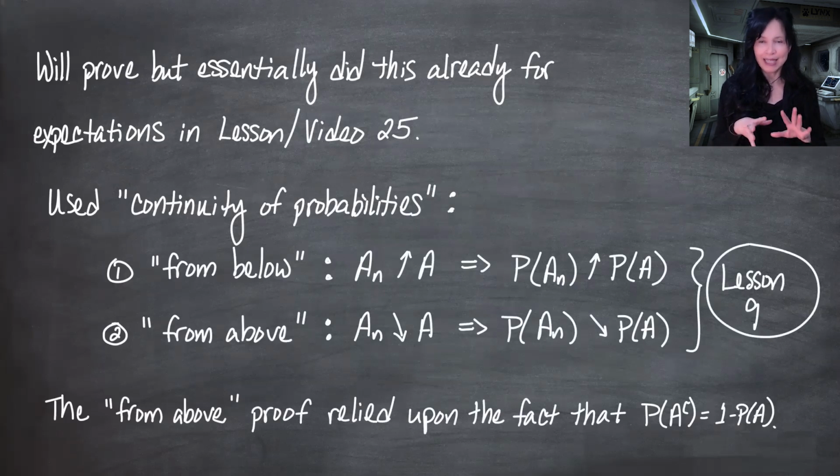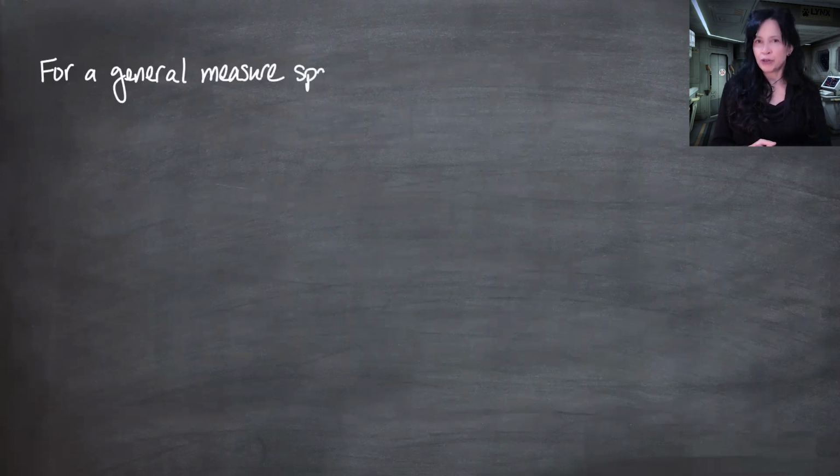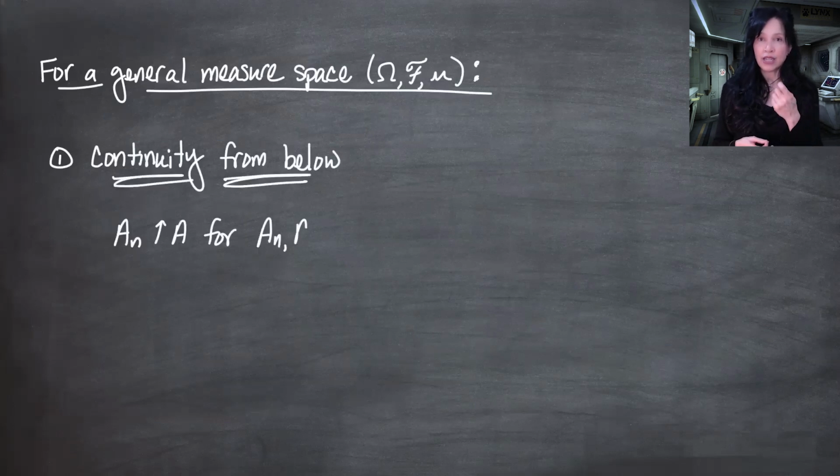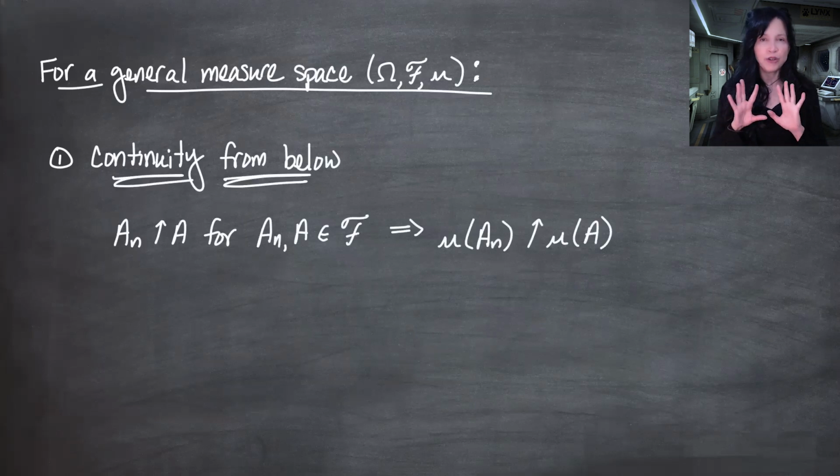So let me restate the continuity stuff for general measures. If I have a general measure space consisting of an omega, a curly F, and a measure mu, so continuity from below says that if you have a sequence of sets A1, A2, etc., increasing to a set A, I'll remind you of exactly what that means when we prove this, because I'll draw a picture. Then the mu measures of the sets are an increasing sequence of numbers increasing to the mu measure of A.